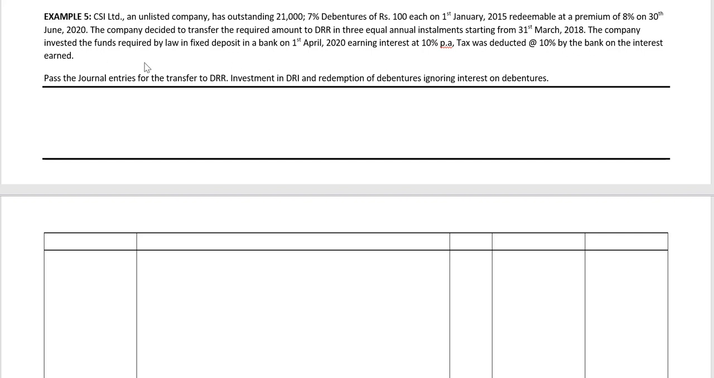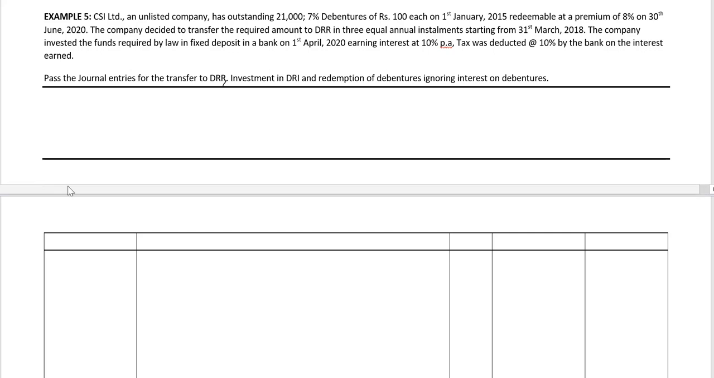The company invested the funds required by the law in fixed deposit in a bank on 1st April 2020, earning interest at 10% per annum. Tax was deducted at 10% by the bank on the interest earned. We are asked to pass the necessary journal entries for transfer to DRR, investment in DRI, and the redemption of debentures, ignoring the interest on debentures.